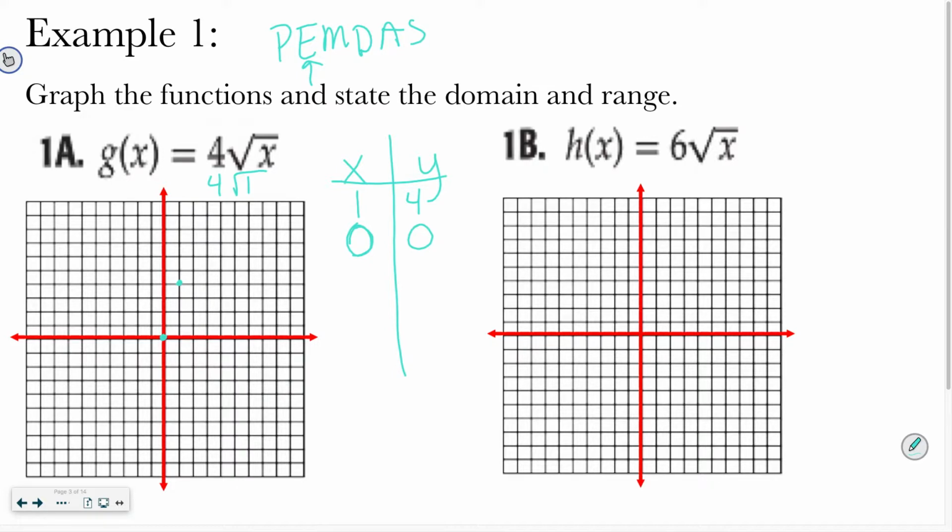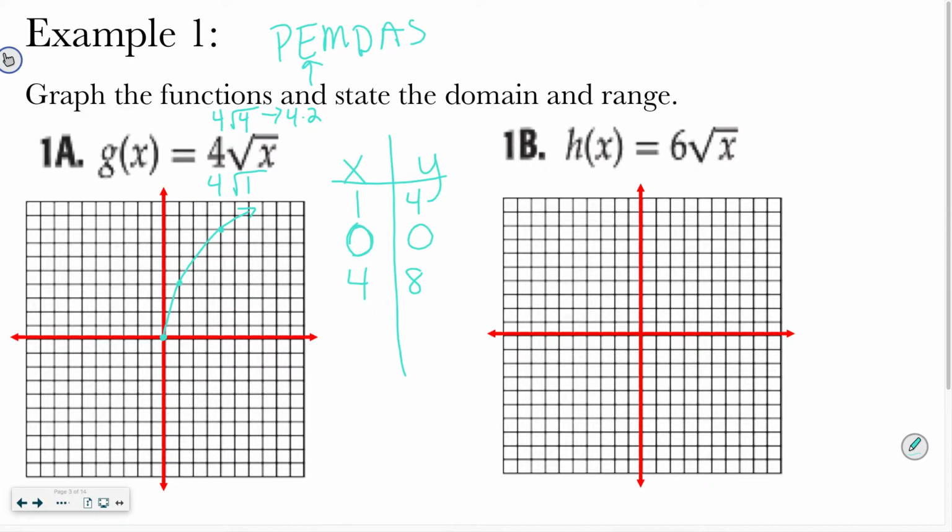Let's see, what's another perfect square? 2 is not a perfect square. 3 is not a perfect square, but 4 is. The square root of 4 is 2. So then I have 4 times 2, which is 8. So I can say when x equals 4, y equals 8. And then I can get my curve just like that. So that's how I'm going to graph the function.